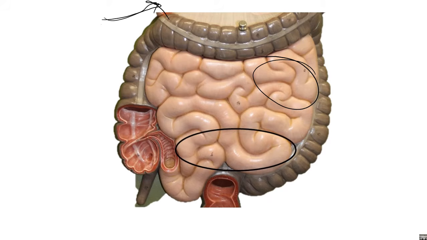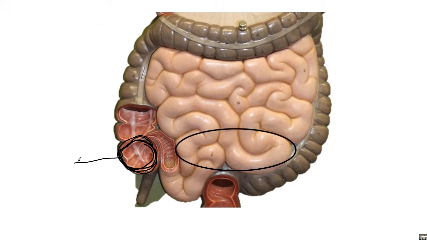Also on this model, you can see, I was trying to erase that black circle. You can see multiple parts of the large intestine. The large intestine, again, is this one that goes around the outside. The first section right here, this first little segment, is called the cecum. So if I pointed to that, that would be cecum.